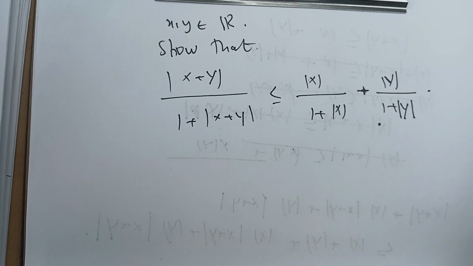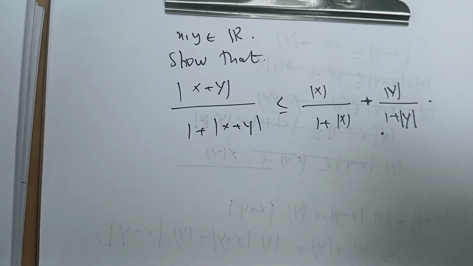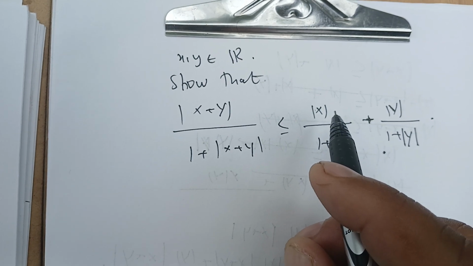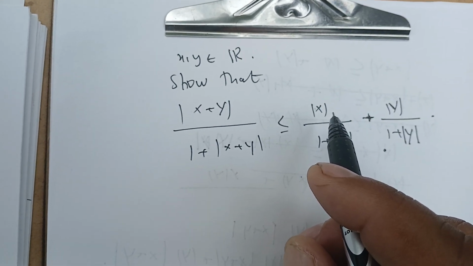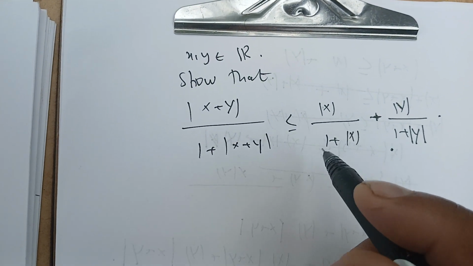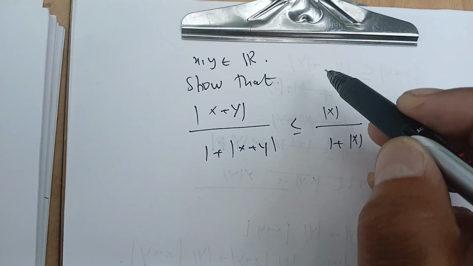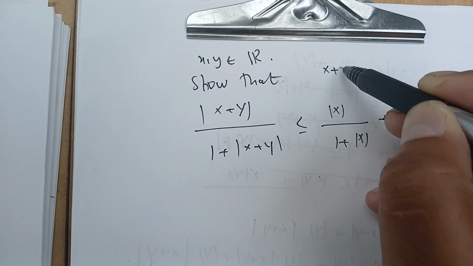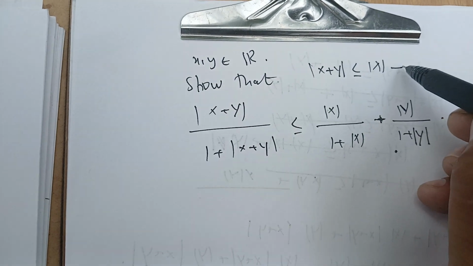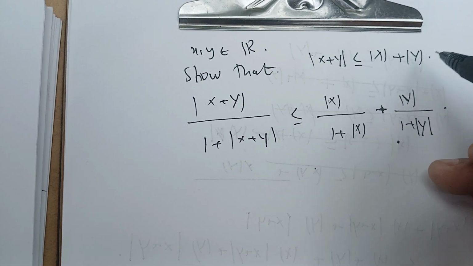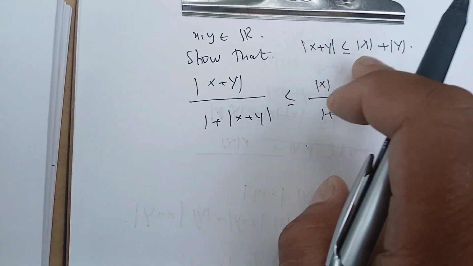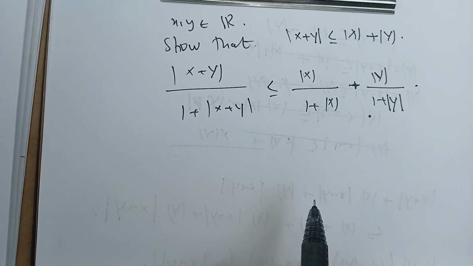absolute value properties. We have proven one of the basic or the most fundamental properties of the absolute value. It's called the triangular inequality. For any x and y in R, we have shown that the absolute value of x plus y is less than the absolute value of x plus the absolute value of y. In fact, we're going to use this one here. We start from here to get to this result.